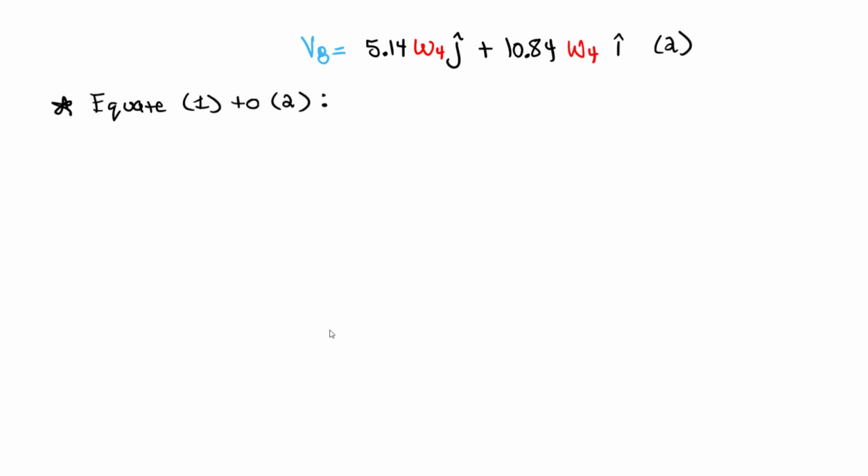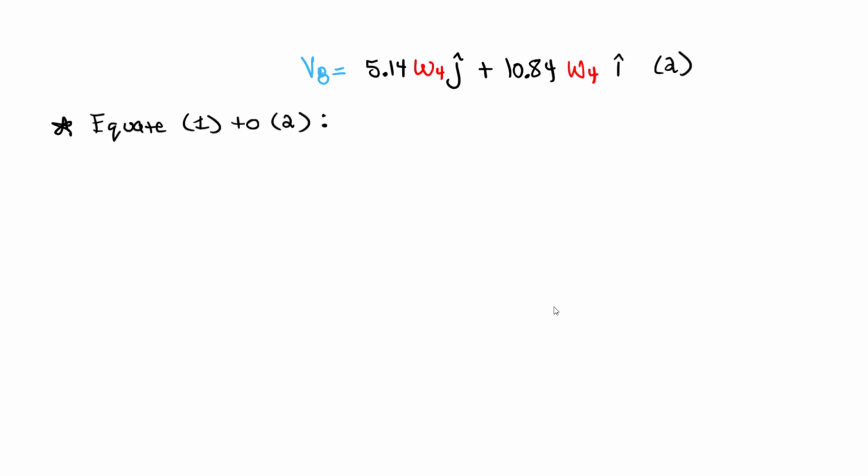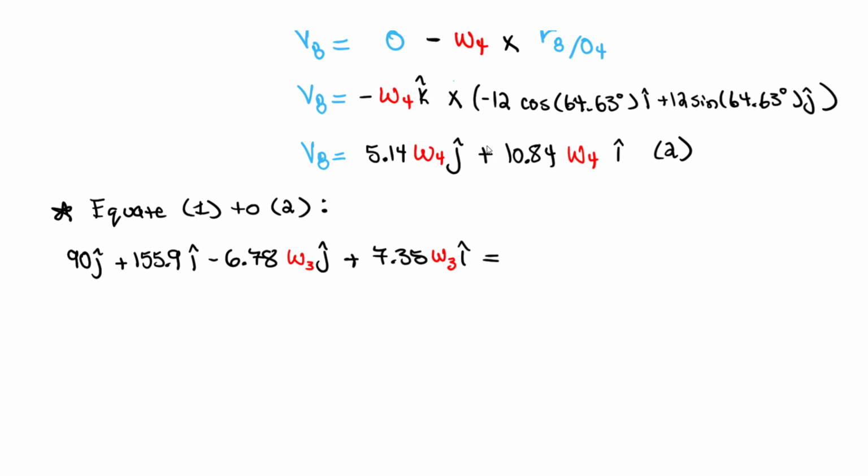So the way this would look, we just take equation 1 here and set it equal to this equation. That's all that means. So we take the first equation: 90 in the J plus 155.9 in the I, then minus 6.78 omega 3 in the J hat, then plus 7.35 omega 3 in the I hat, right? This equals equation 2, which is just this equation, right?